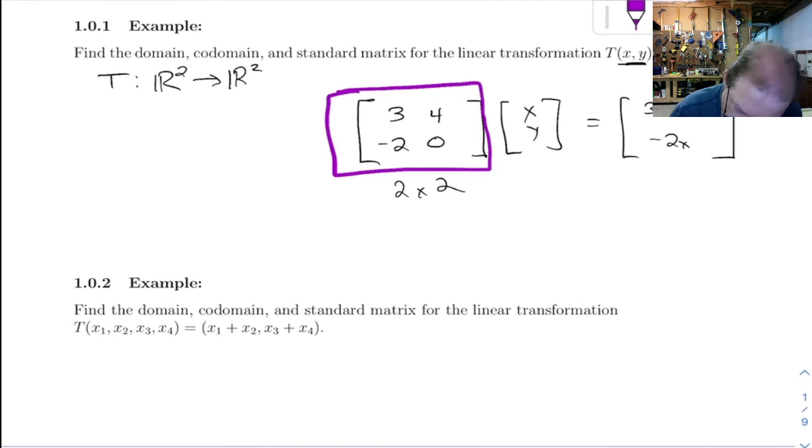Okay, example 102 is the same thing. In this case, we've got 4 things in our input, and over here we've got 2 things in our output. So in this case, T maps R4 to R2. And so our standard matrix, let's see, it's going to look like this.